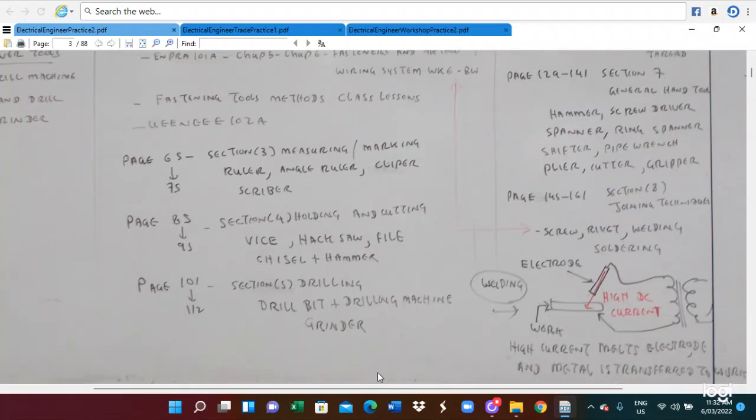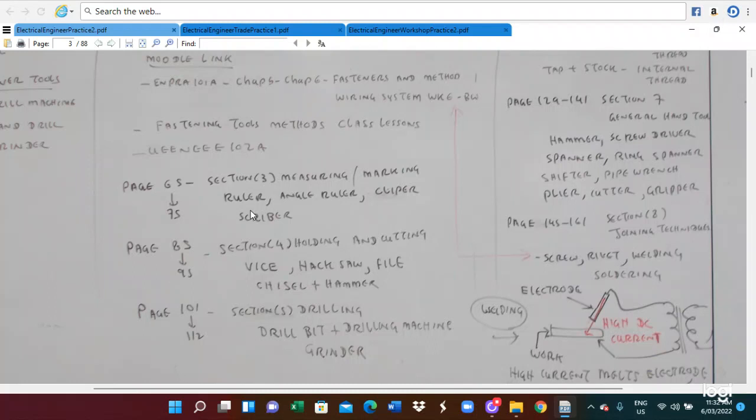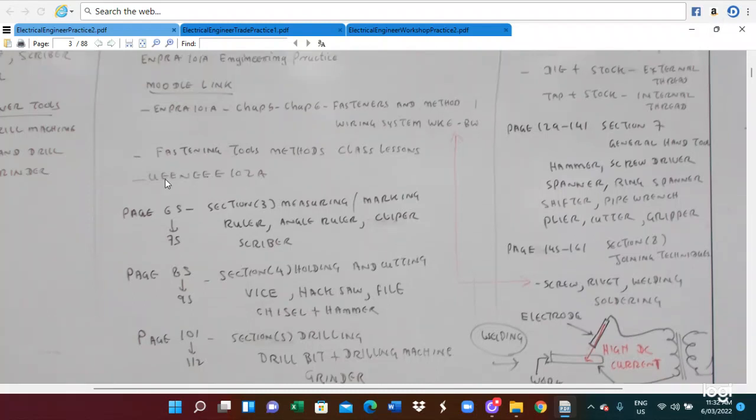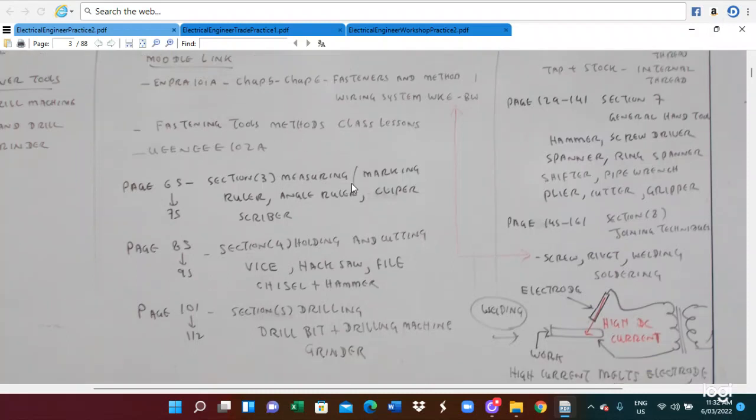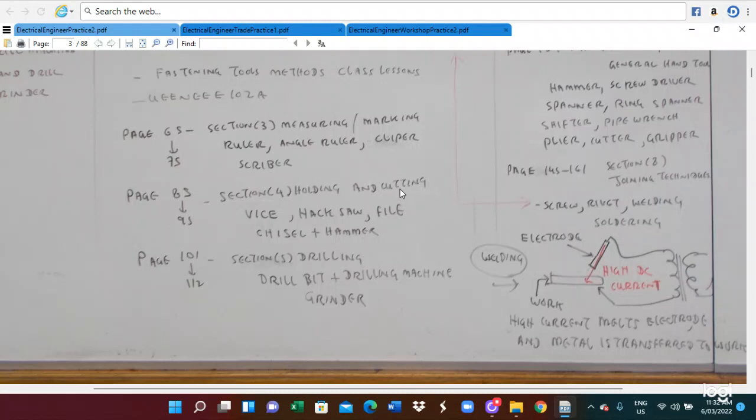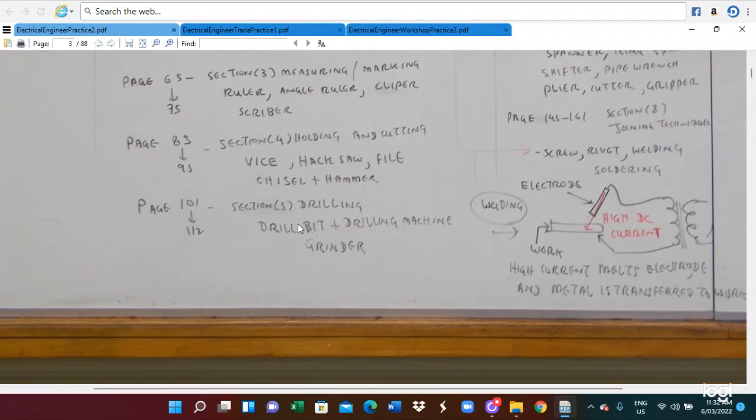The wiring includes this test board. The test board is a fastening tool. In this case, you have to see the UE and E102A. This is a wiring test board, and watch your textbook. Section 3 covers measuring and marking: ruler, angle ruler, clipper, scriber. You can read from page 65 to 75. In the meantime, holding and angle cutting: vice, hacksaw, file, chisel, hammer. You can read from page 85 to 95. And the section on drilling, the drilling machine, is page 101 to 112.